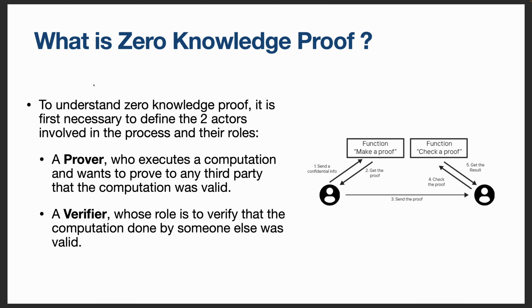So what is general proof exactly? We can define the two actors in this process. There is a prover, and the other is a verifier. The prover is the one who executes the computation and wants to prove to any third party, the verifier, that the prover's computation was valid. The verifier literally verifies the proof computed by the prover. So the verifier's role is just to verify that the computation done by someone else was valid. So we have the two players here, the prover and the verifier.